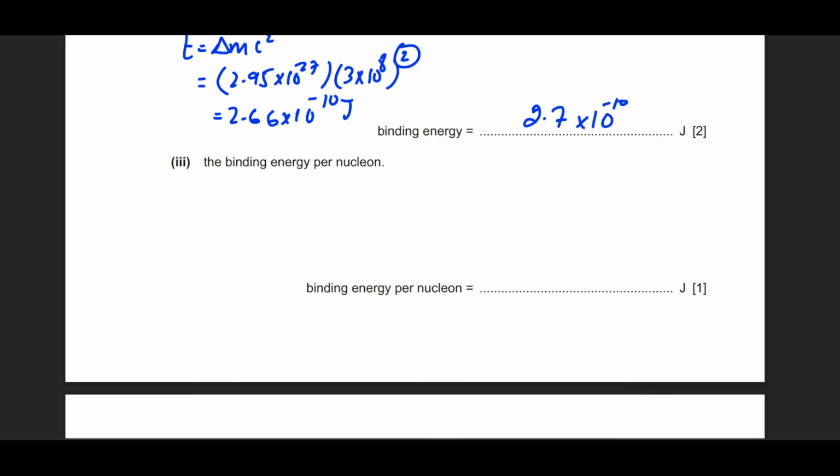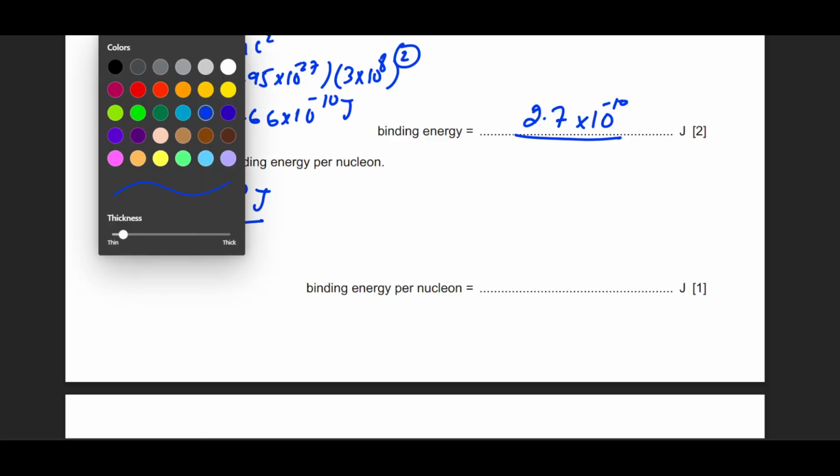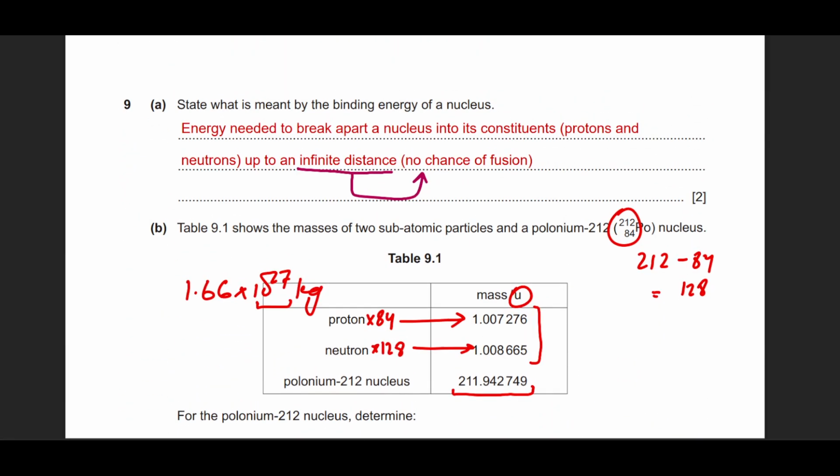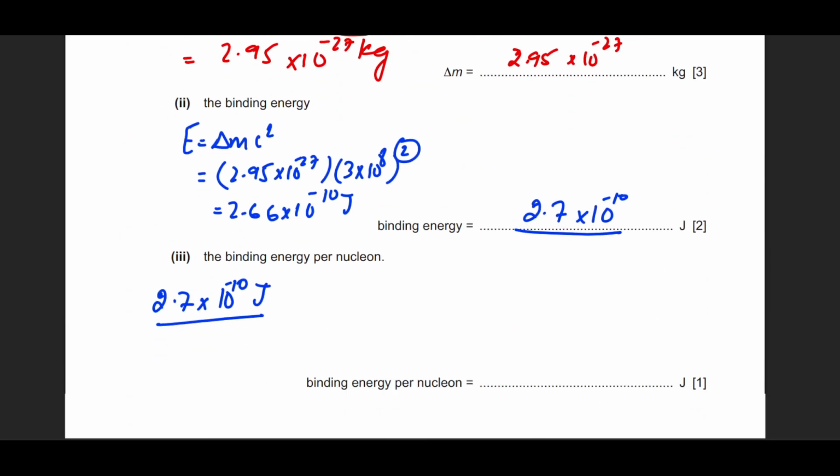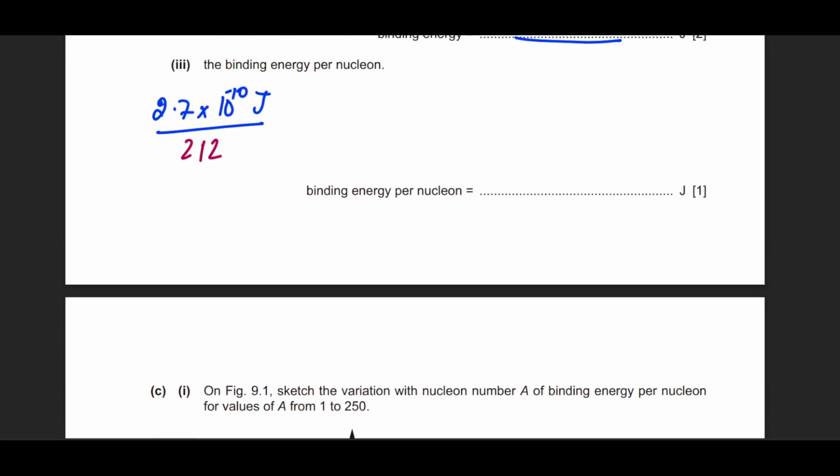Right? Then we have an easy question, binding energy per nucleon. No problem. This is the total energy required to break it apart. So 2.7 into 10 raised to the power minus 10 joules is needed to break apart a nucleus that has how many protons and neutrons? It has 212 protons and neutrons. So 212 constituents shared the energy to break apart. So this will become 1.25 into 10 raised to the power minus 12 joules per nucleon.